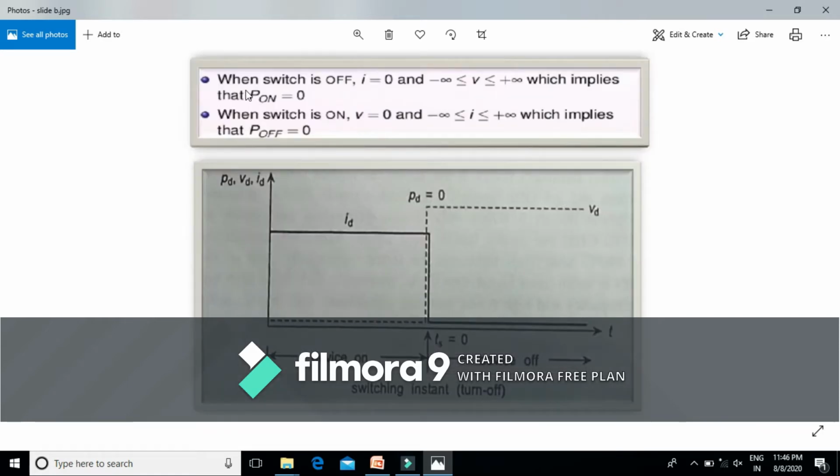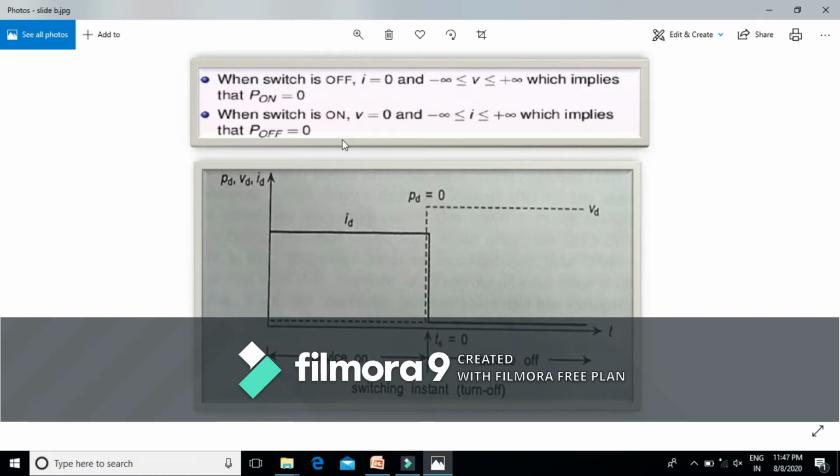Or we can say that when switch is off, I is equal to 0 and voltage will be infinite, from minus infinity to plus infinity, which implies that power, which is the multiple of voltage and current, will be equal to 0 as current I is equal to 0. Similarly, when the switch is on, V is equal to 0 and current will be some infinite value, that is from minus infinity to plus infinity, which implies that power P is equal to 0 as voltage V is equal to 0. That means P is equal to 0.